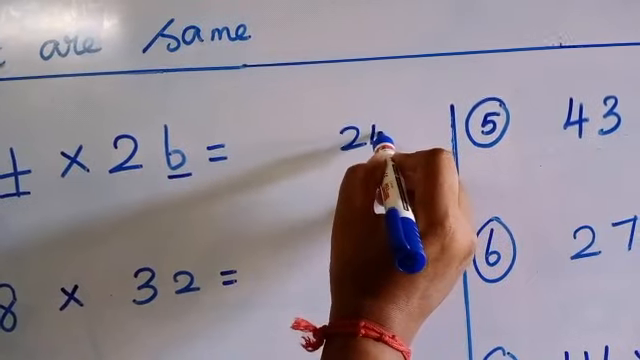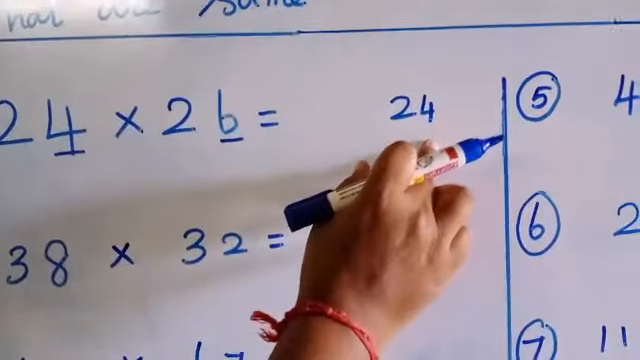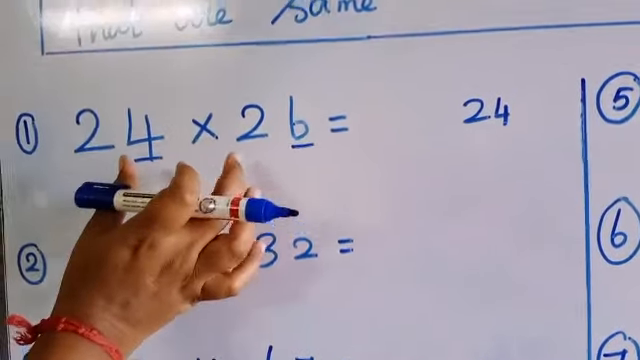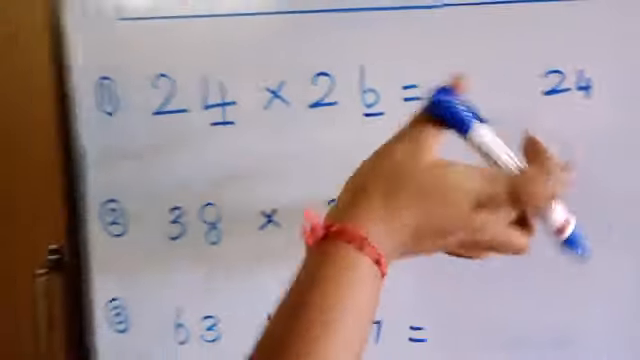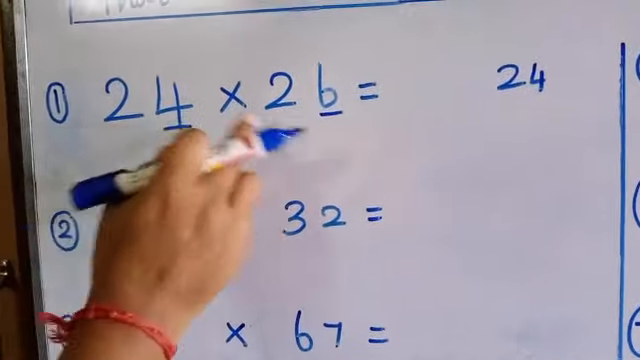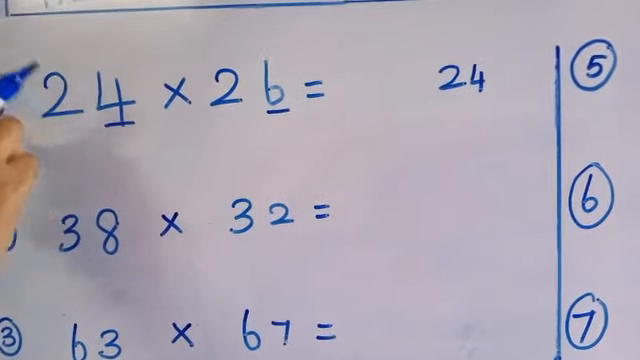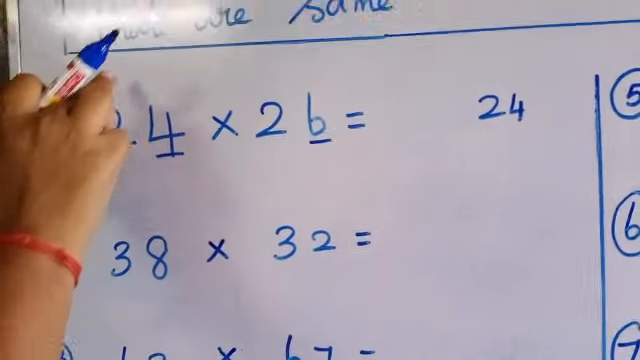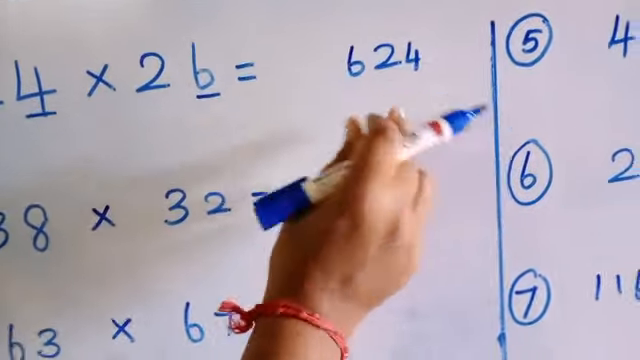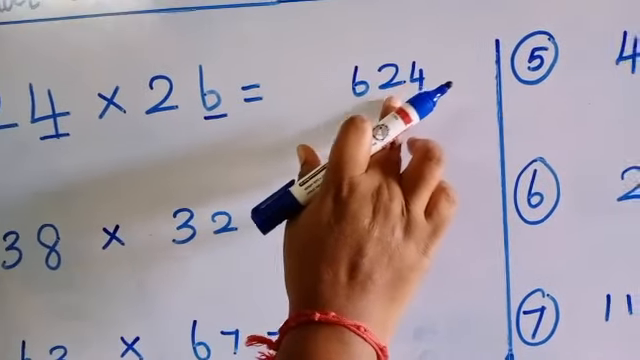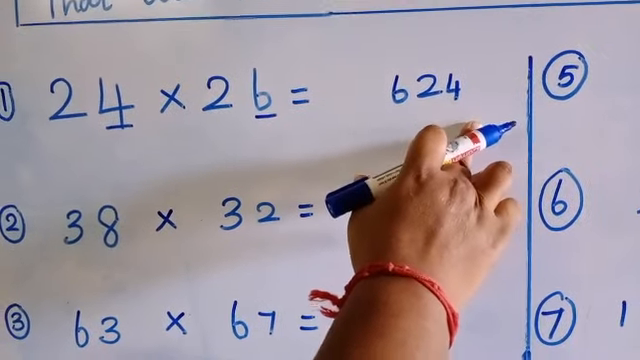The last two digits of the answer are 24. Next step, here 2 and here also 2. 2 after 3: 2 threes are 6. The answer is 624.